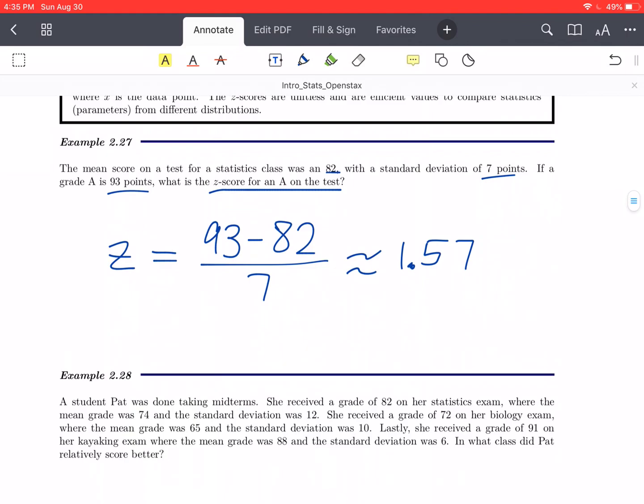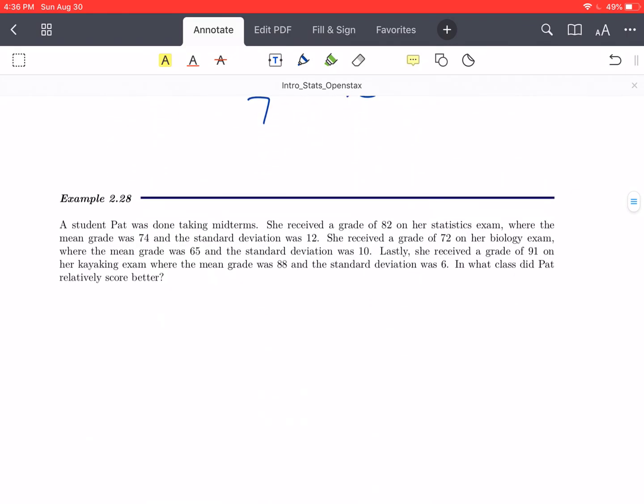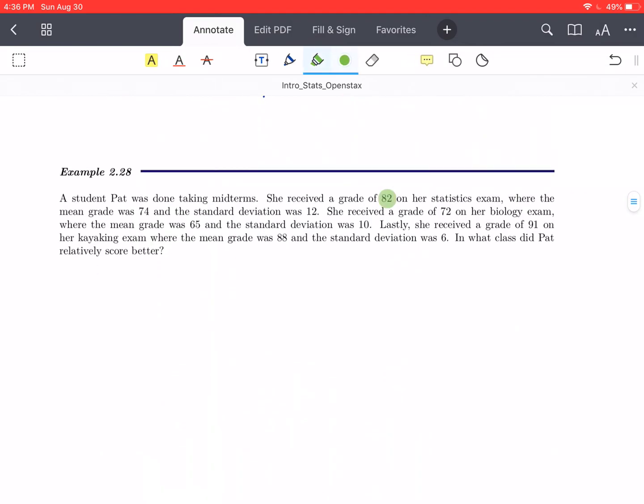Okay. Now let's look at an example in another context here. So student Pat was done taking midterms. She received a grade of 82 on her statistics exam, where the mean grade was 74 and the standard deviation was 12. She received a grade of 72 on her biology exam, where the mean was 65 and the standard deviation was 10.